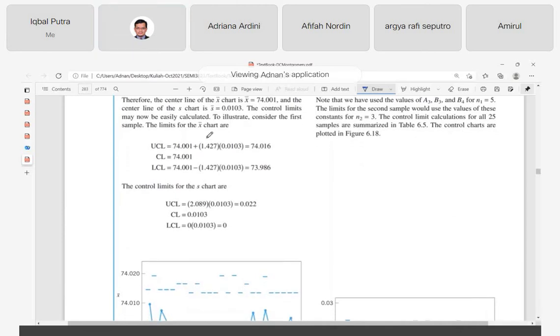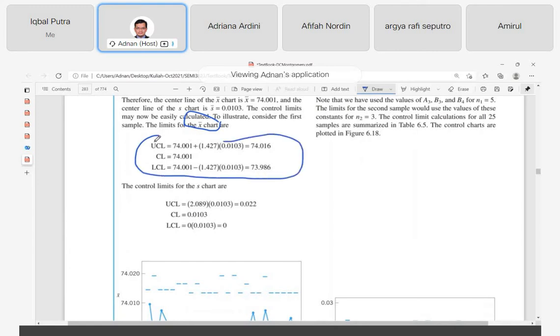Okay, this is for the X bar chart. And this is for the S chart. Okay, this is for the X bar chart. This is for the S chart.